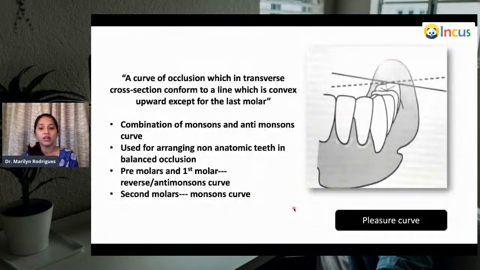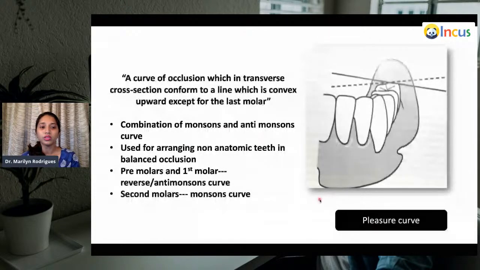The next mediolateral curve is your Pleasure curve, a curve of occlusion which, in transverse cross section, conforms to a line which is convex upwards except for the last molar. Now, the Pleasure curve is a combination of many curves. It's not a single curve. It's a combination of the Monson and anti-Monson curves.